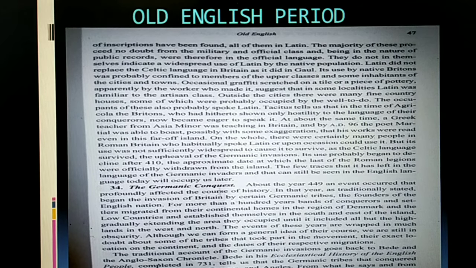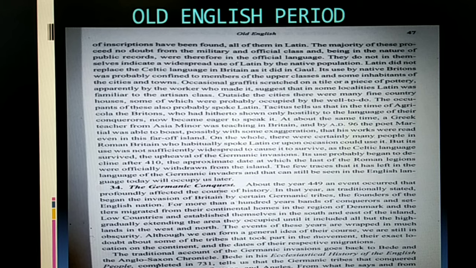Its use by native Britons was probably confined to members of the upper classes and some inhabitants of the cities and towns. Occasional graffiti scratched on a tile or a piece of pottery, apparently by the worker who made it, suggests that in some localities Latin was familiar to the artisan class. Outside the cities there were many fine country houses, some of which were probably occupied by the well-to-do. The occupants of these also probably spoke Latin.